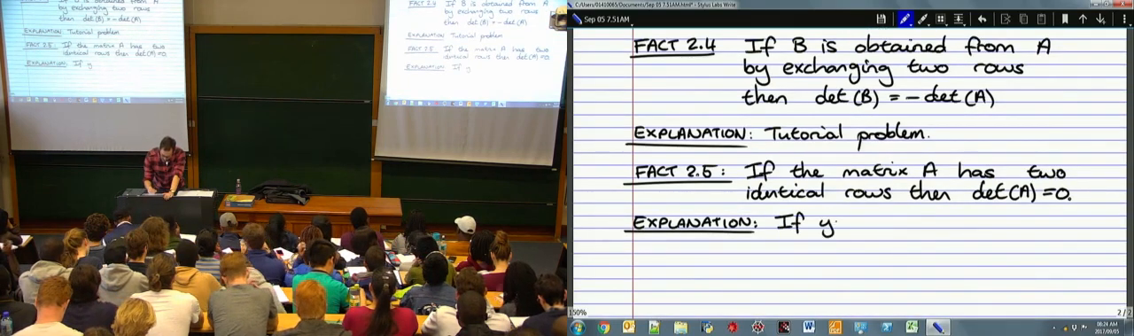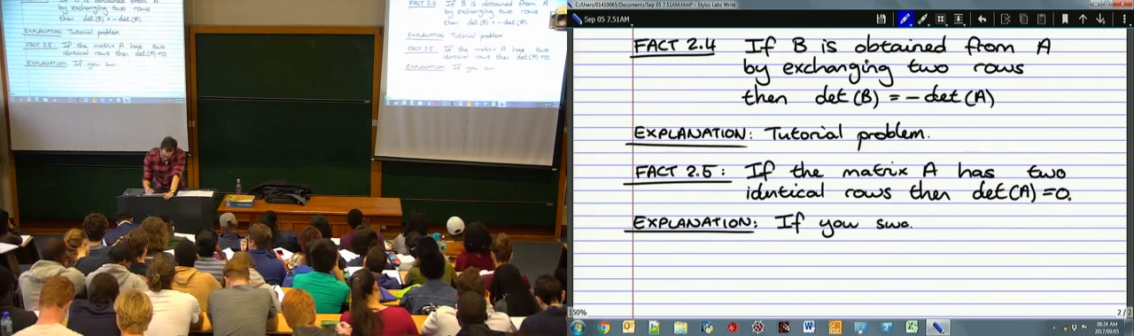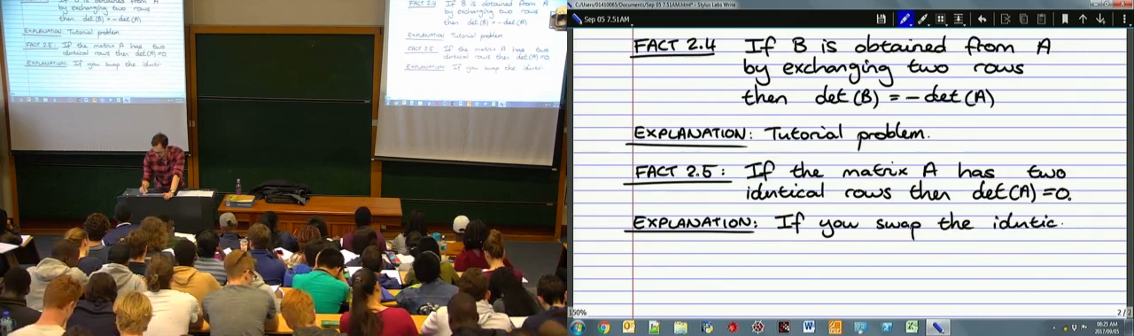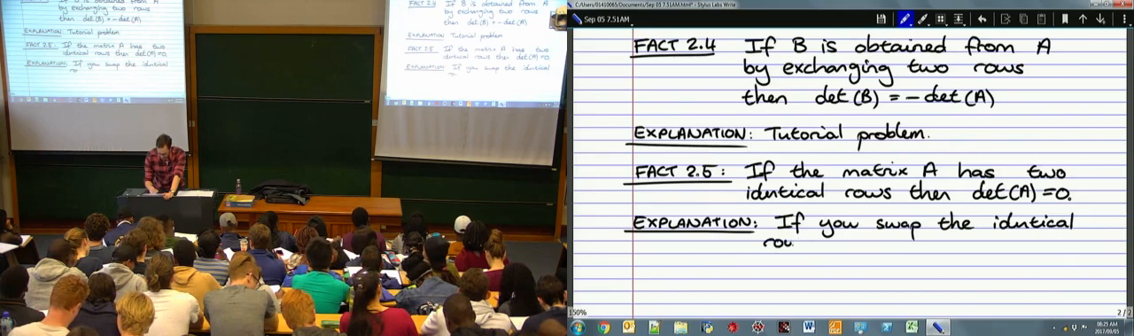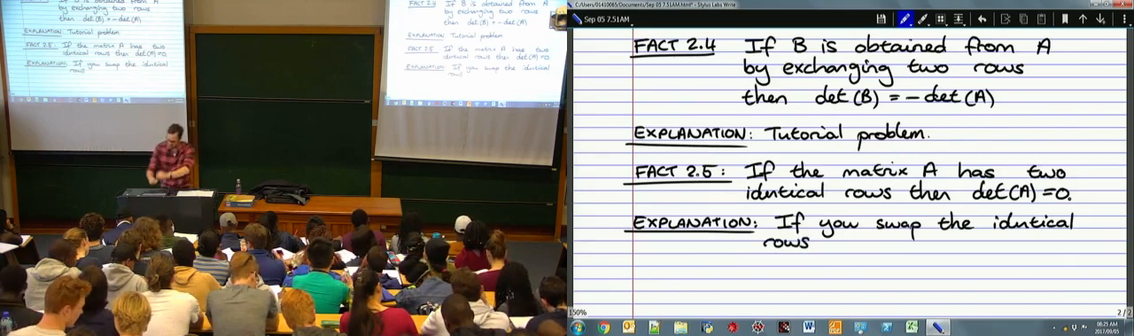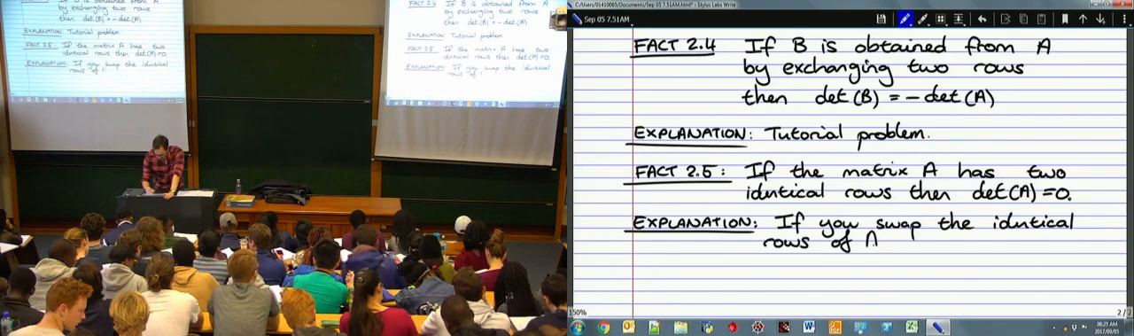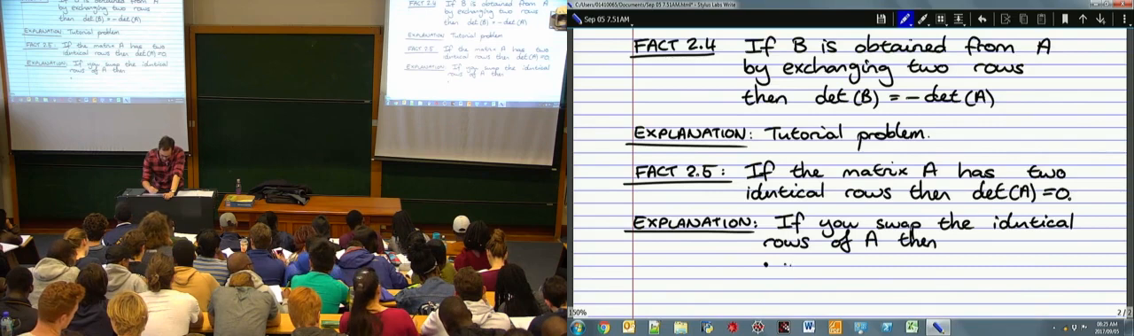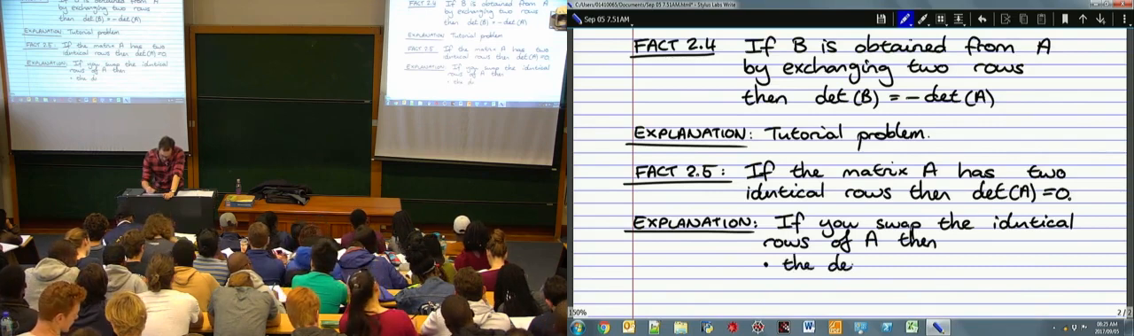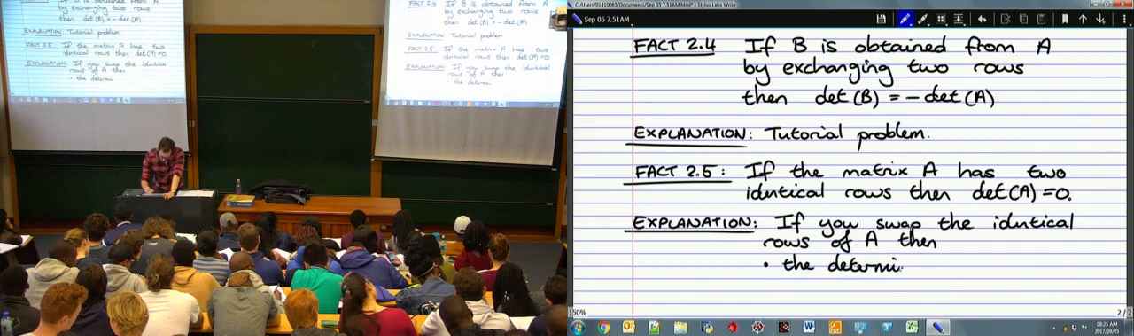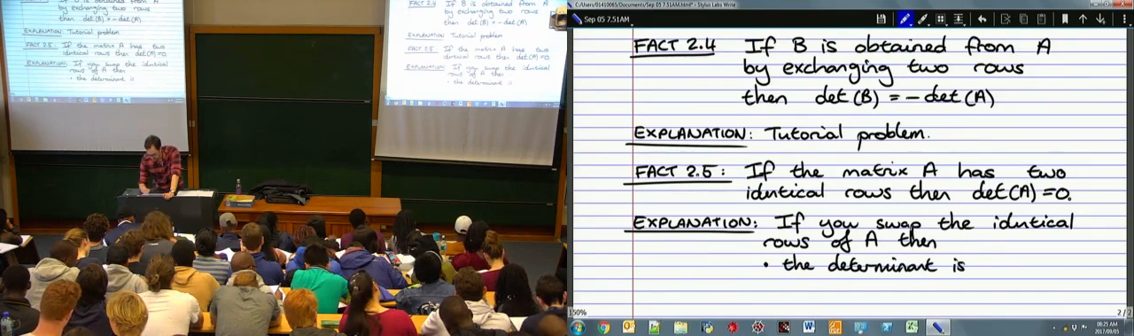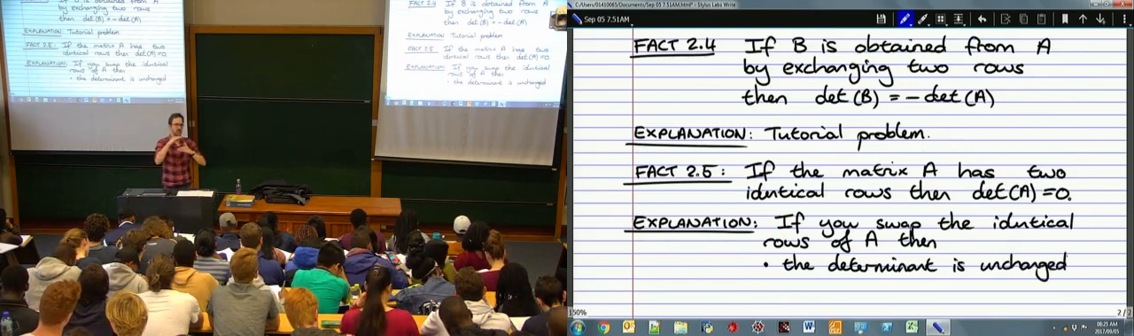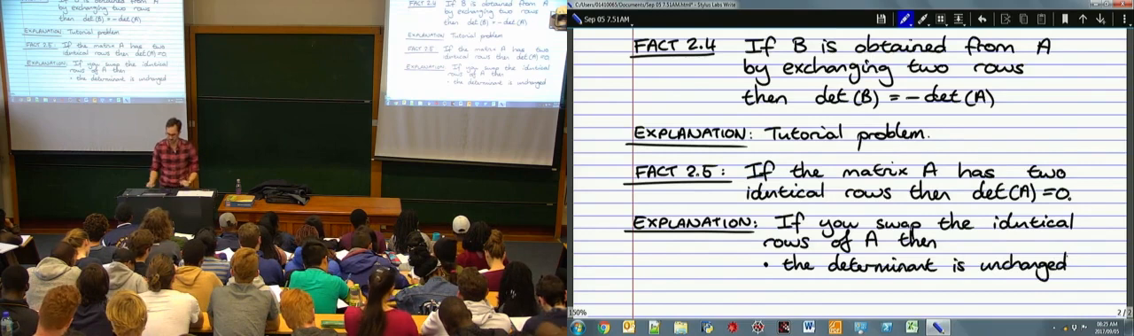If you swap the identical rows of A, then the determinant is unchanged, right? Because you haven't actually changed anything. The matrix looks exactly the same.